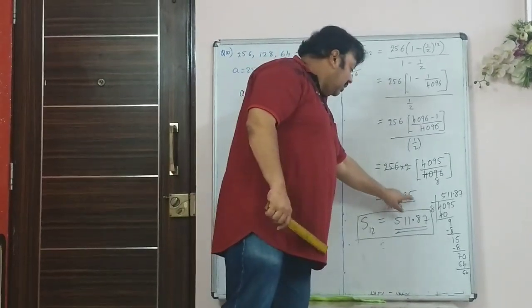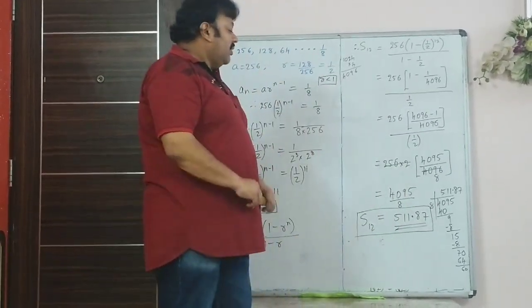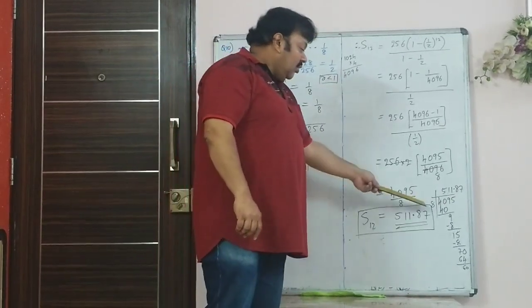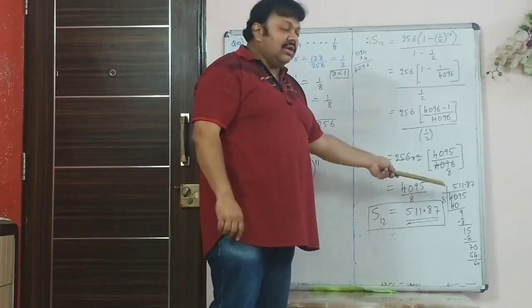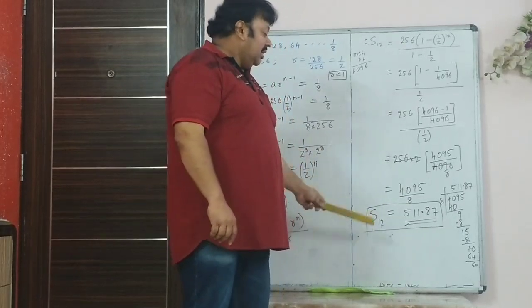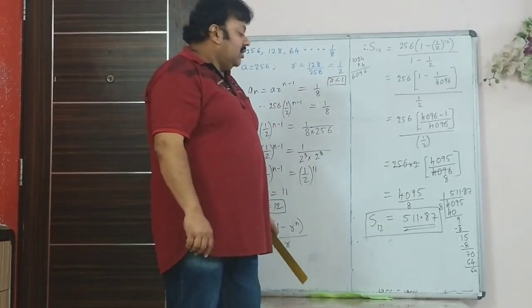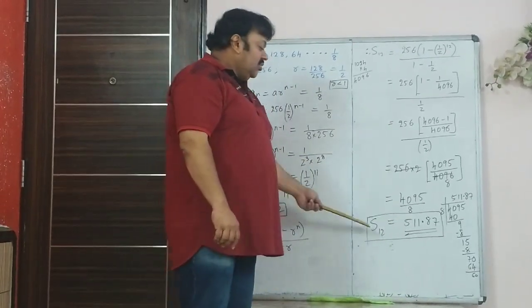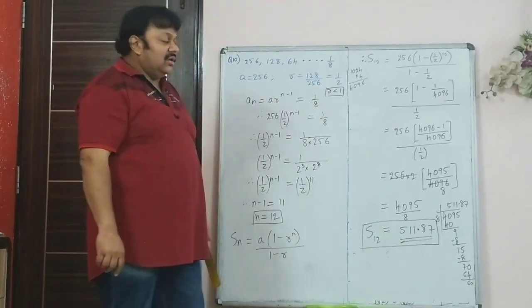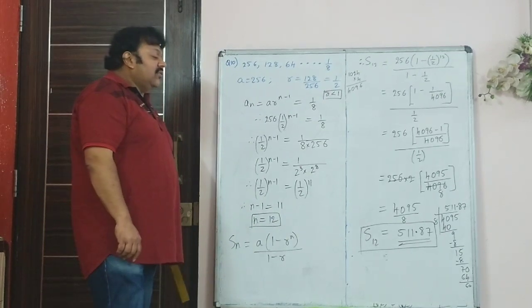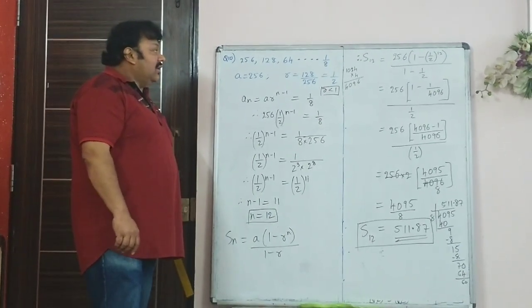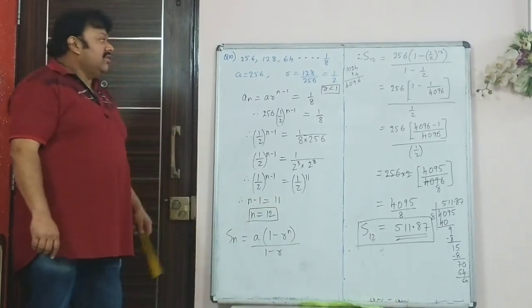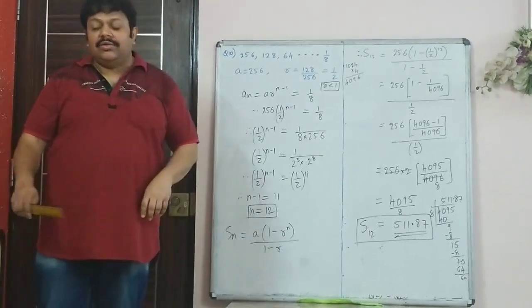There is no decimal here. It is 4095 upon 8. So we have done the normal division, and the answer is 511.87. You leave it at 2 decimals. So the sum of all the 12 terms, when you add up, it is 511.87. So copy this down. We will go on to the 11th sum.